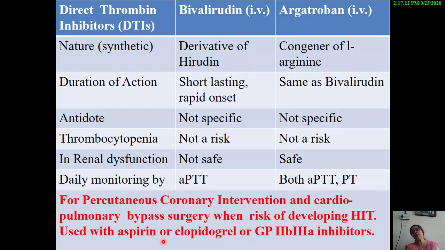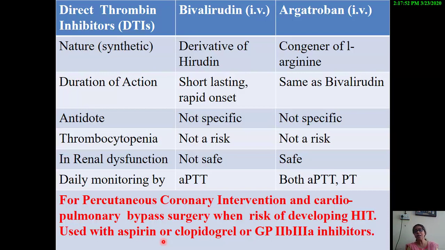Now, if you compare this with argatroban, it is also synthetic, similar to bivalirudin, and the nature of argatroban is that it is a congener of L-arginine, that is the chemical structure of argatroban. And argatroban binds only to the catalytic site of thrombin. It does not bind to the substrate recognition site of thrombin as was seen in the case of bivalirudin. And argatroban is also capable of inhibiting both the free as well as the clot-bound thrombin and exerting similar effects as are seen with bivalirudin.